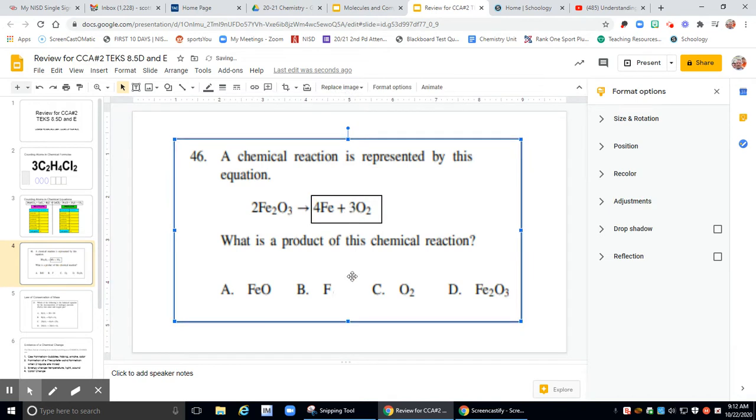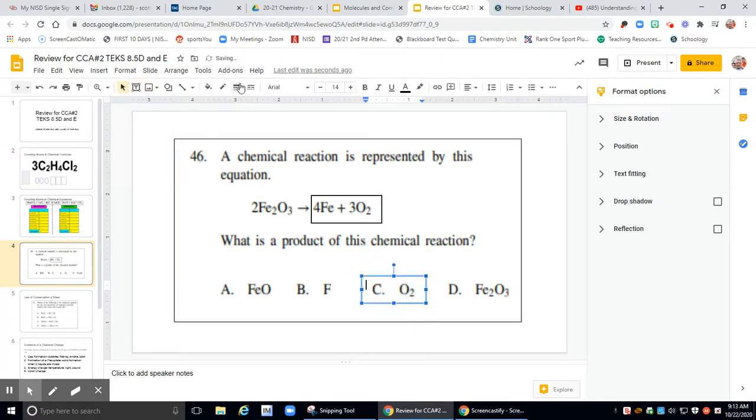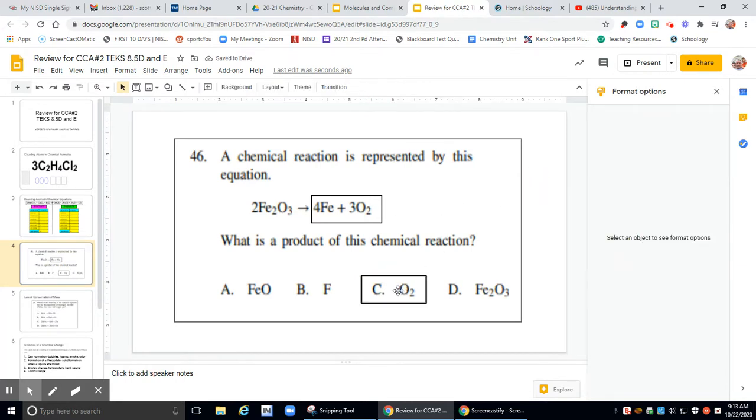So now we have to look in the answers to find anything that looks like what's in this box here. There's no FeO, so it can't be A. There's no F by itself, so it can't be B. There is an O2 right here, and there is not Fe2O3. That's over here in the reactants. So your answer here would have to be C, okay, because that is the only thing in the answer choices that appears in the products.